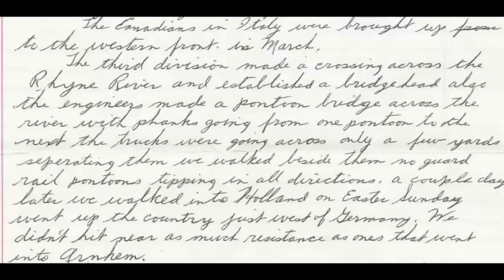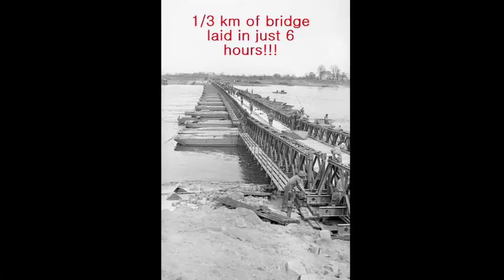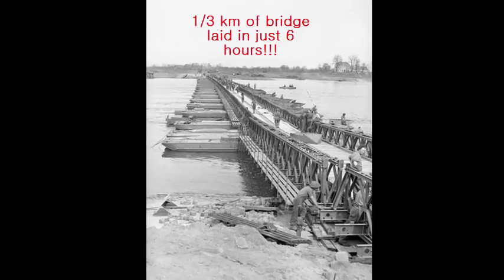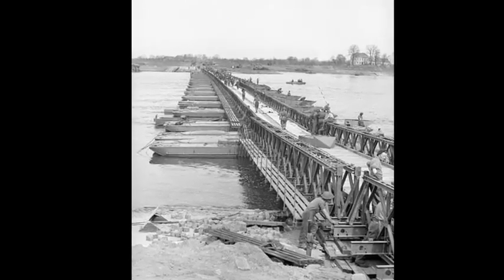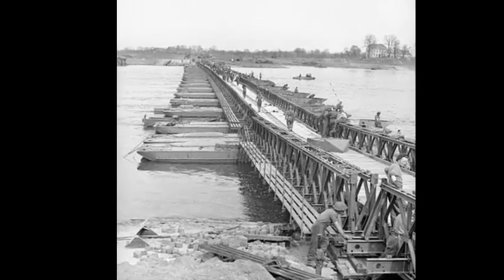So how does the story end for this good-looking soldier from the Essex-Scottish in the Canadian 2nd Division? They got to go across on a pontoon bridge that the engineers built, made with planks going from one pontoon to the next, the trucks going across only a few yards separating them, and they walked beside them with no guardrails, pontoons tipping in all directions, and a couple days later, they walked into Holland on Easter. They walked across on a bridge like this. You can see those narrow planks and nothing separating them from a pretty bad day if they fell off.